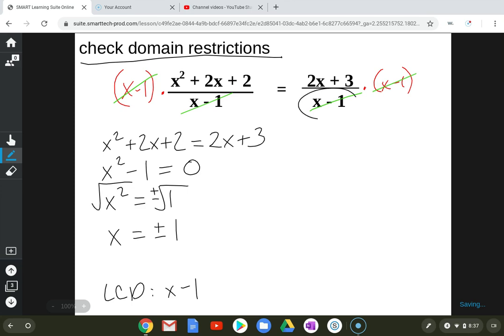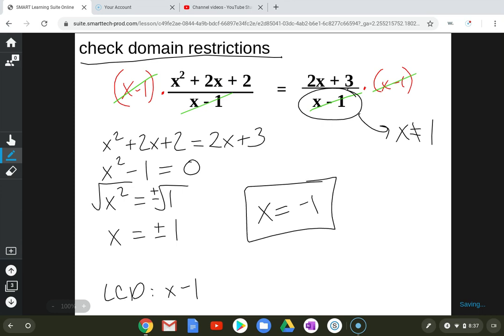Based on the original problem, I had a domain that x cannot equal 1, which means positive 1 cannot be a solution to this equation. So my final answer is only negative 1. It cannot be 1 because 1 would cause me to divide by 0. If it happens in any term, you cannot include it as a solution.